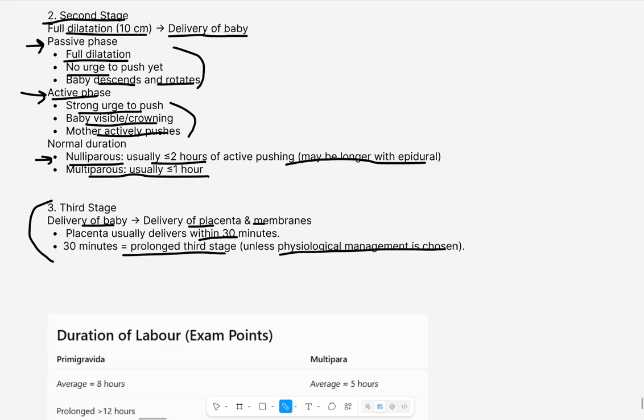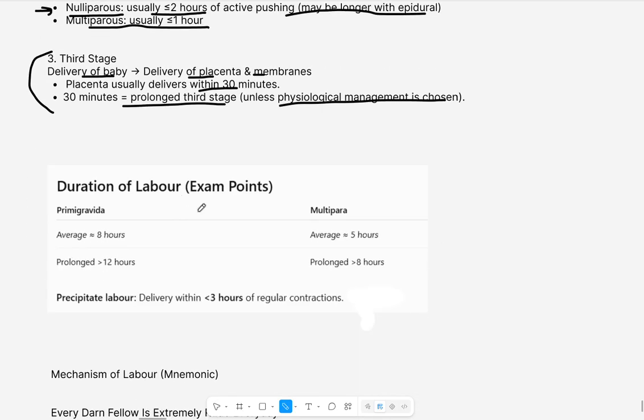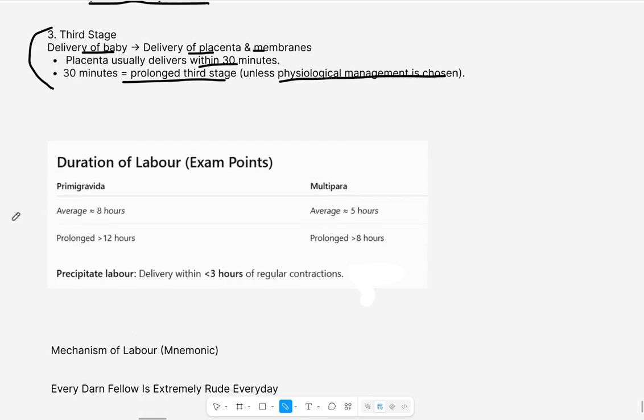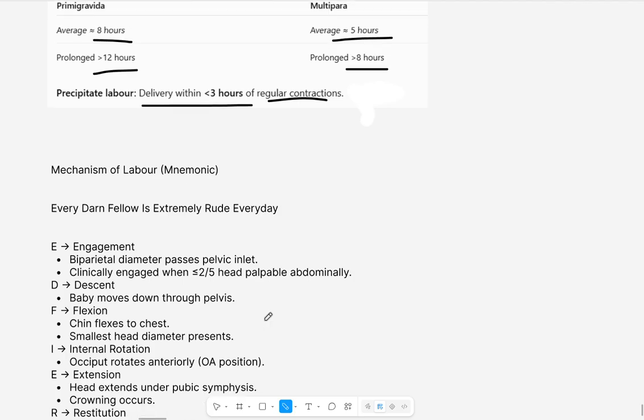What else? Now the duration of labor. Let's look at the duration of labor a little bit, as this is very important for examination. A primary gravida's average is going to be 8 hours of labor, but prolonged will be more than 12 hours. And in a multigravida, the average is 5 hours and prolonged will be more than 8 hours. What is precipitate labor? Precipitate labor is delivery within less than 3 hours of regular contractions. This is called precipitate labor.